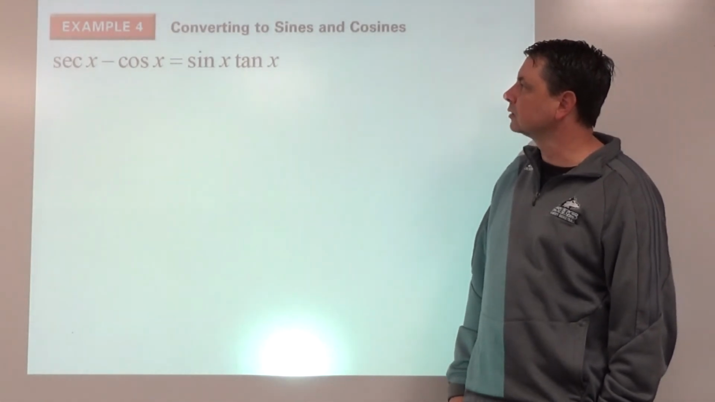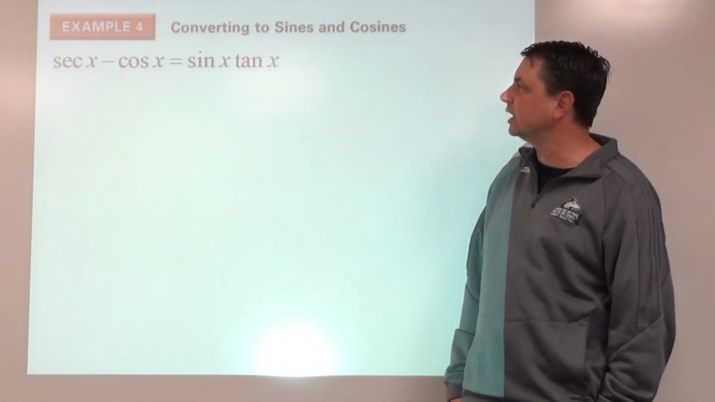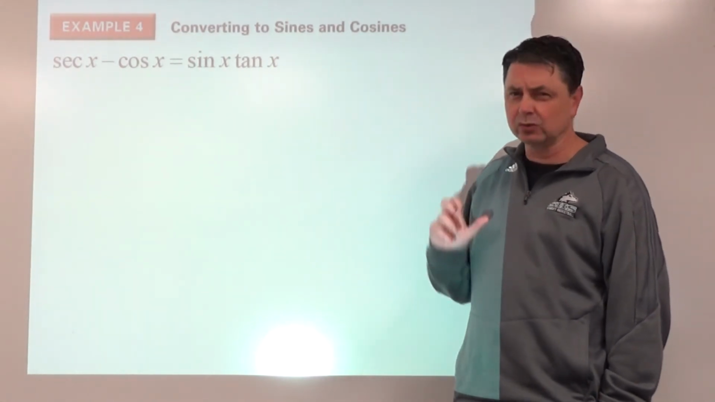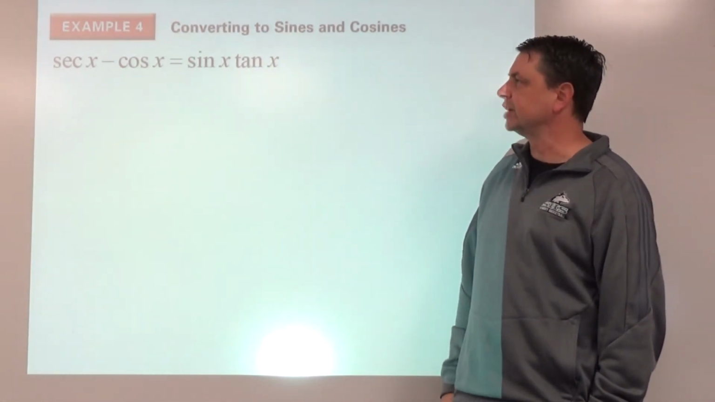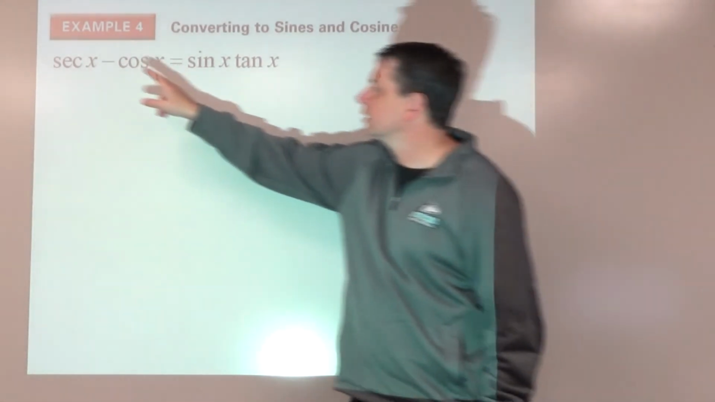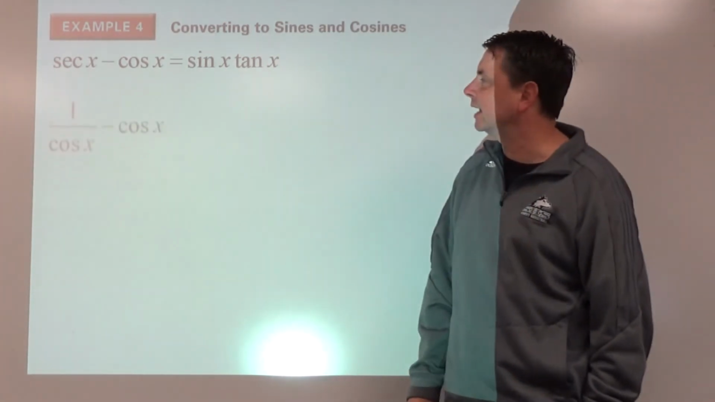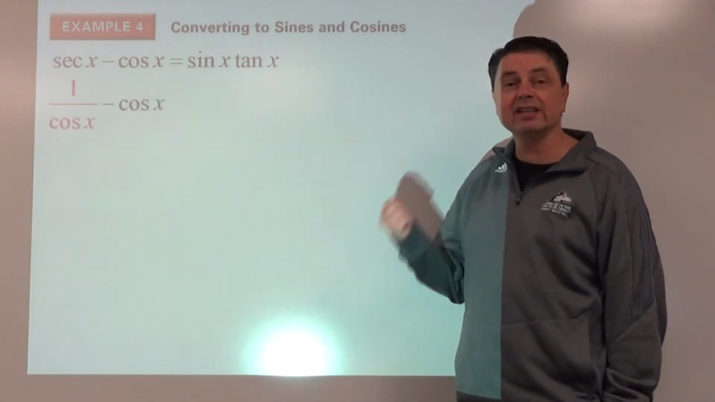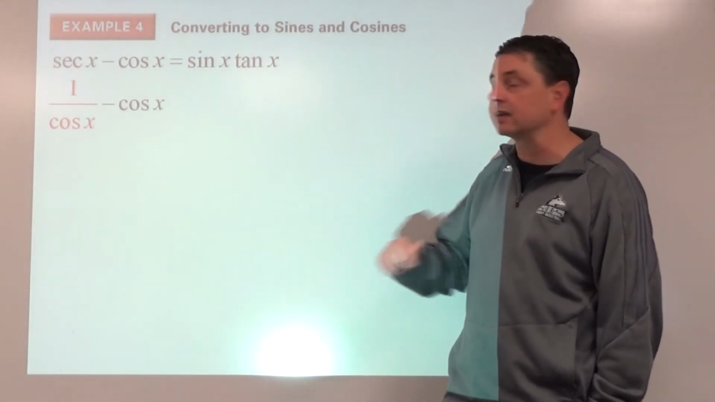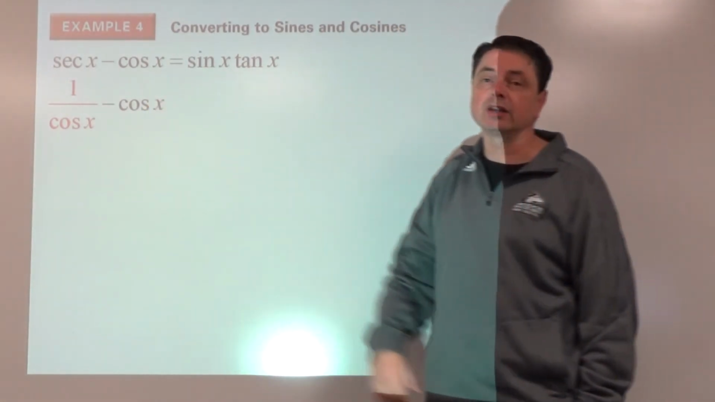Example number 4, converting to sines and cosines. Here we go. We're going to work on the left side again. In terms of this one, the subtraction is a little bit more challenging. So if we go sines and cosines, then we're going to use the reciprocal identity on secant x. And then let's go ahead and subtract these two. We need a common denominator, which will be cosine x. So I'll multiply top and bottom by cosine x.